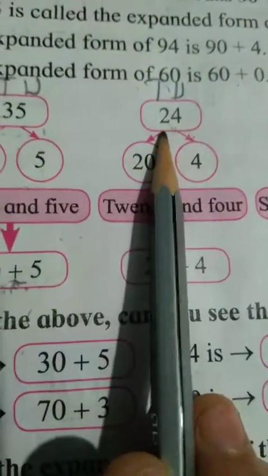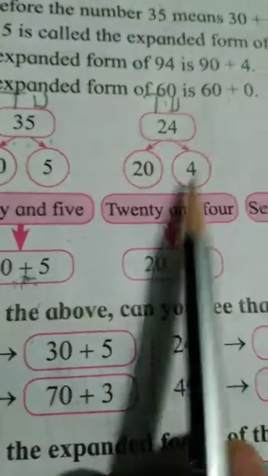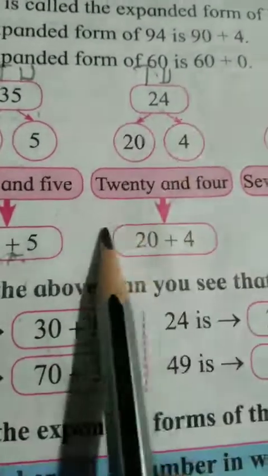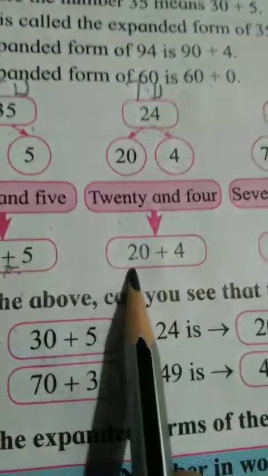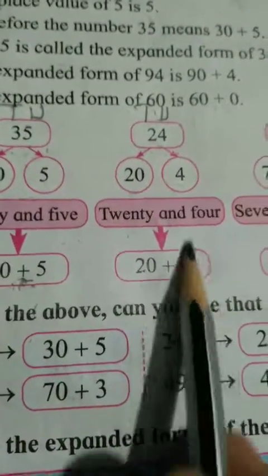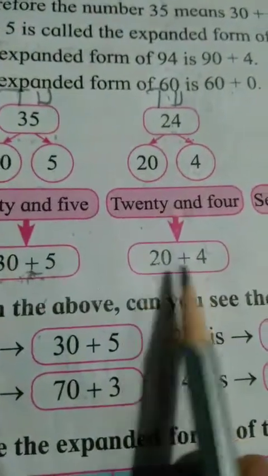You have to write the place value only, but in between you should give the sign of plus. Now see the next example. It's 24. So write over here tens and units. So in 24, the place value of 2 is 20 as it stands at tens place, and the place value of 4 is 4 only because it is standing at units place. So 20 and 4, and 20 plus 4 is the expanded form of 24.